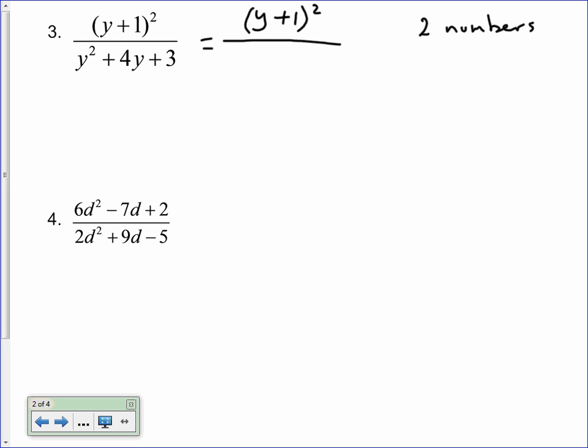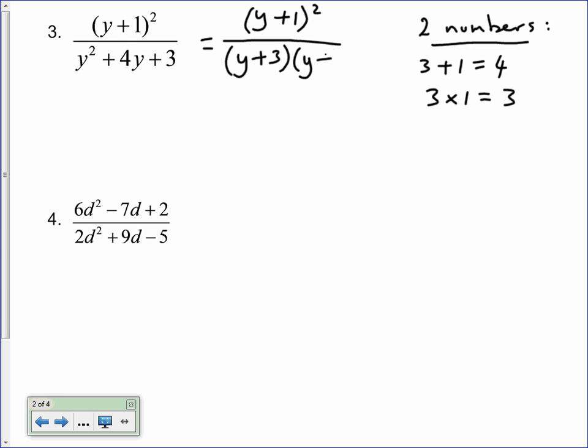So, again, if you can skip writing all this and just see that this is 3 and 1, then that's a great thing. If you need to take time, that's fine at this stage, but your goal is to recognize it and be able to take that step. So 3 plus 1 is equal to 4. That's the middle number. 3 times 1 is equal to 3. So the numbers are 3 and 1. Hence, this becomes y plus 3, y plus 1.